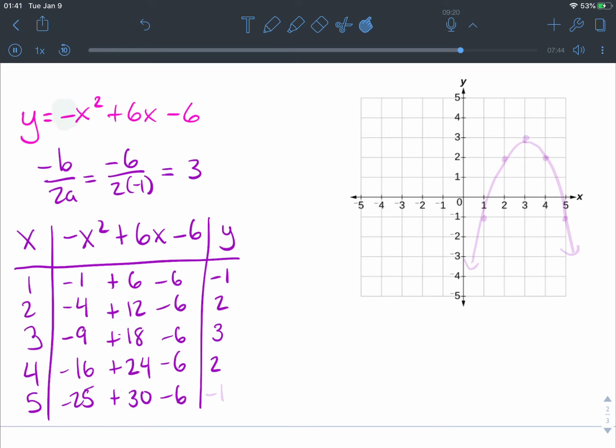And then here, it's basically going to repeat like it did above. So we have 1, negative 1, 2, 2, 3, 3, 4, 2, and 5, negative 1. And now we have the same curve, but this time it's basically upside down. And ultimately, whenever you have a negative sign in front, it's a frown. And if it's a positive x squared, it's going to be smiling. This is the lesson for today.